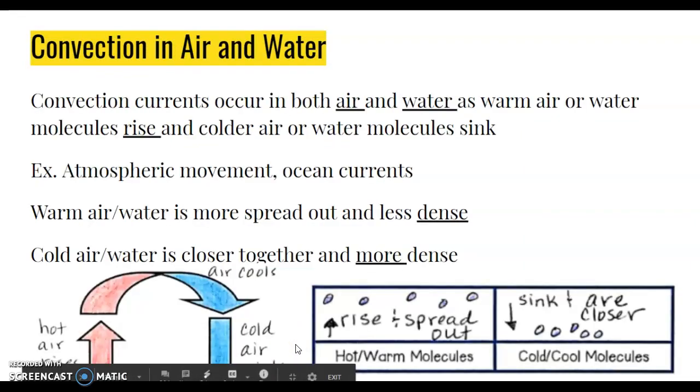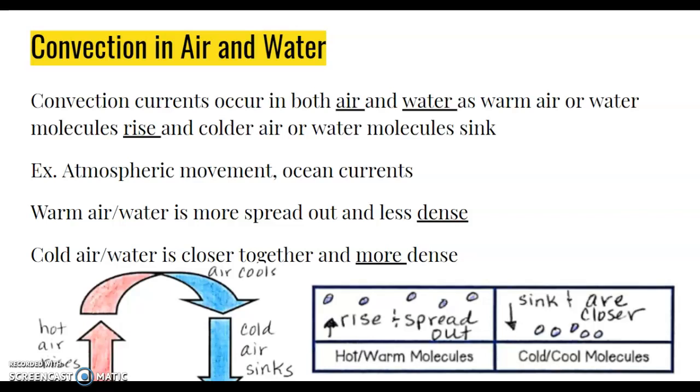So back to those convection currents. We see them happening in both air and water, because whether it's air or water, the warm molecules are going to rise and the colder air or water molecules are going to sink. This is seen in movement we see in the atmosphere. This is seen in currents we see in the ocean.